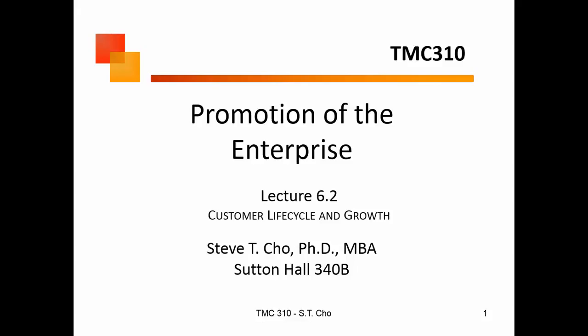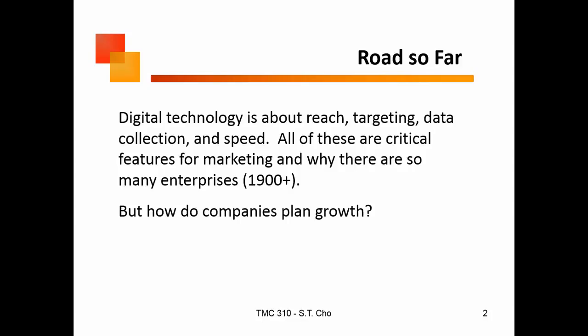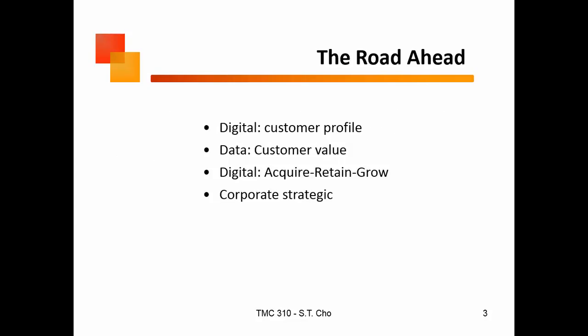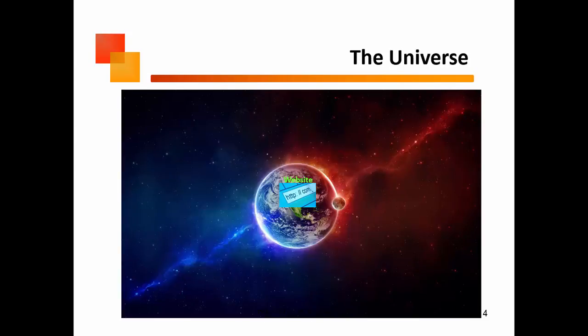I used to joke that this is the corporate lecture, and so we're going to talk about customer life cycle and growth. How do companies plan growth? It's about digital, data, acquire, retain, and grow. How do you handle the churn? And how do corporations go about things?